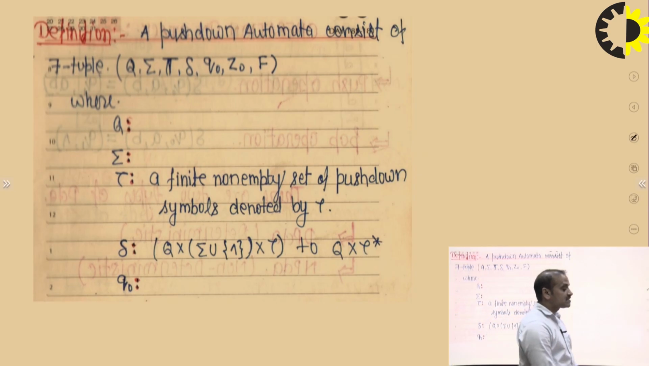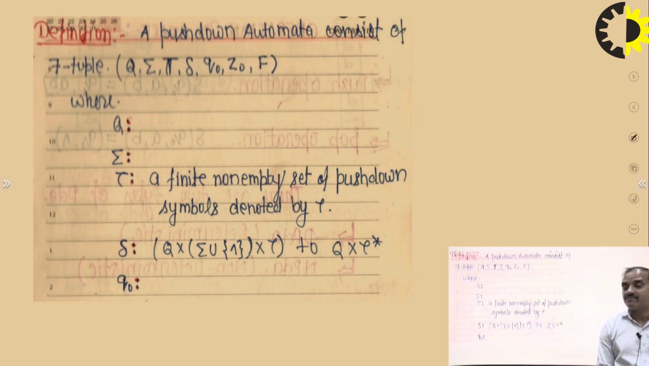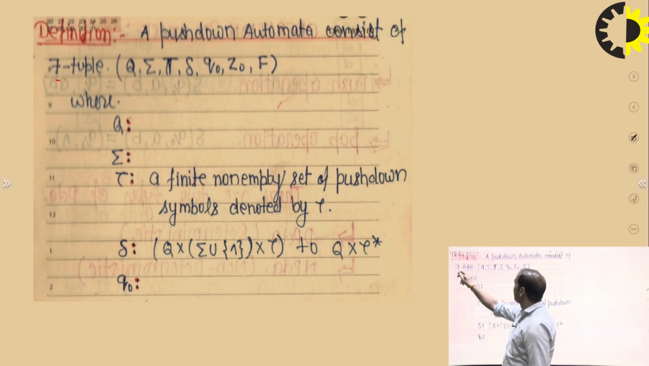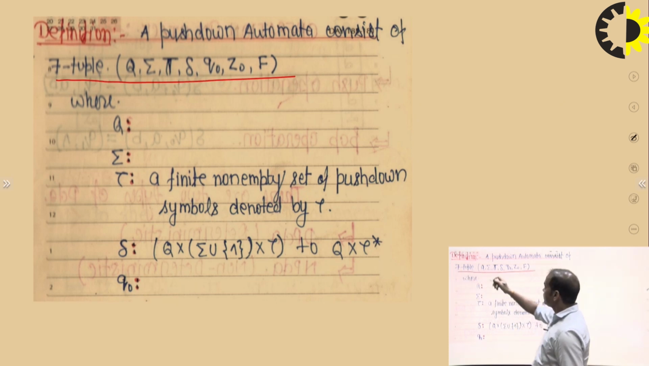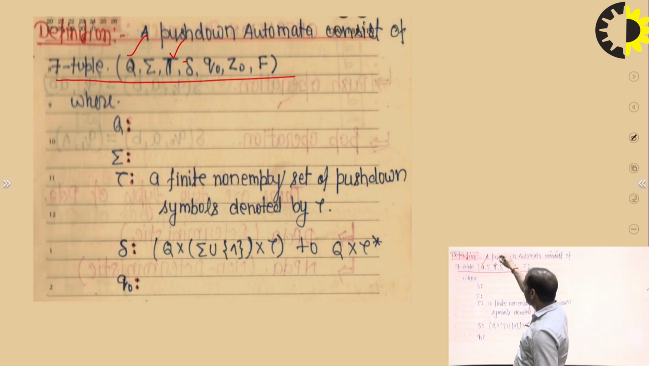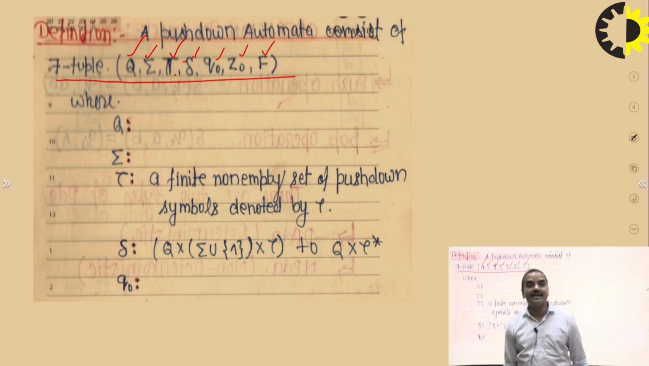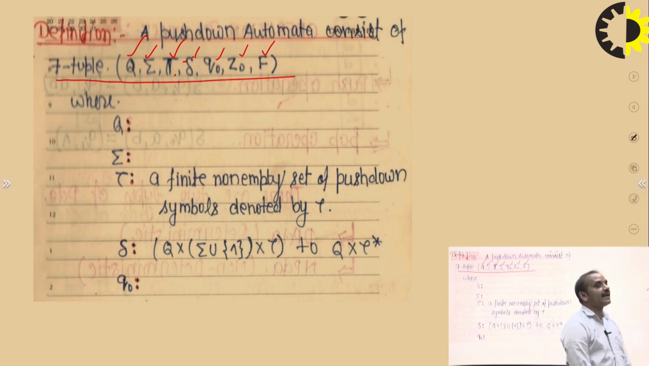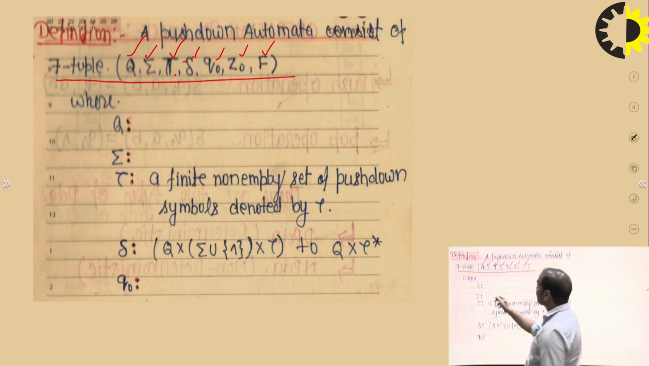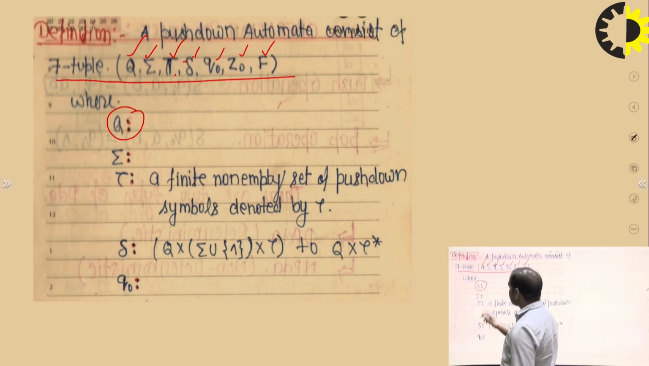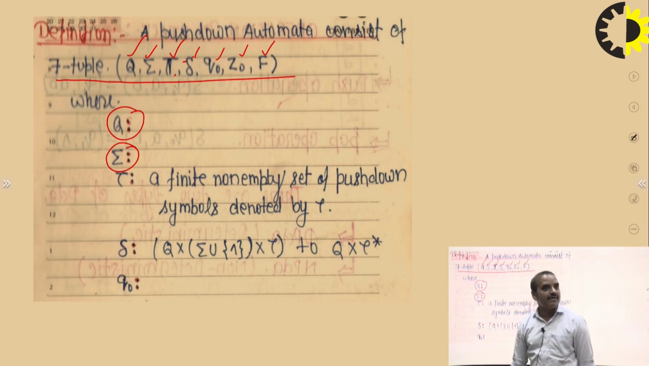Now we have to discuss the definition of a PDA. A PDA is a 7-tuple. This is the main point. A PDA is the 7-tuple Q, sigma, tau, delta, Q naught, Z naught, and F. Q is the set of internal states, which is discussed in finite automata also. Always Q is the set of internal states. Sigma is the set of input alphabet.